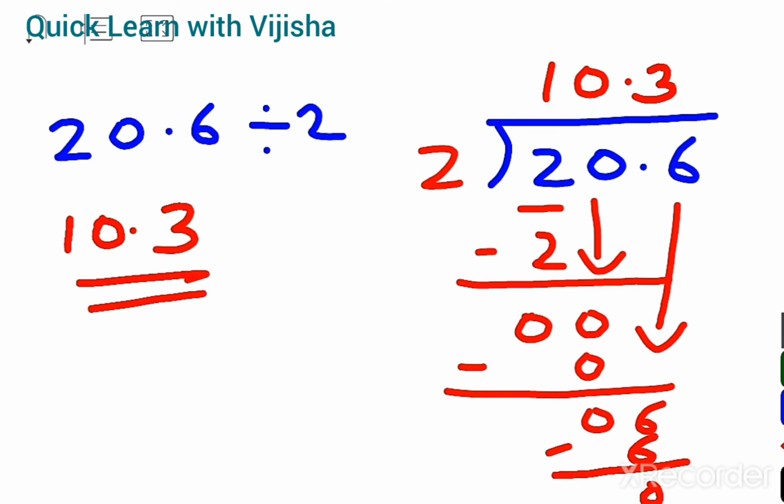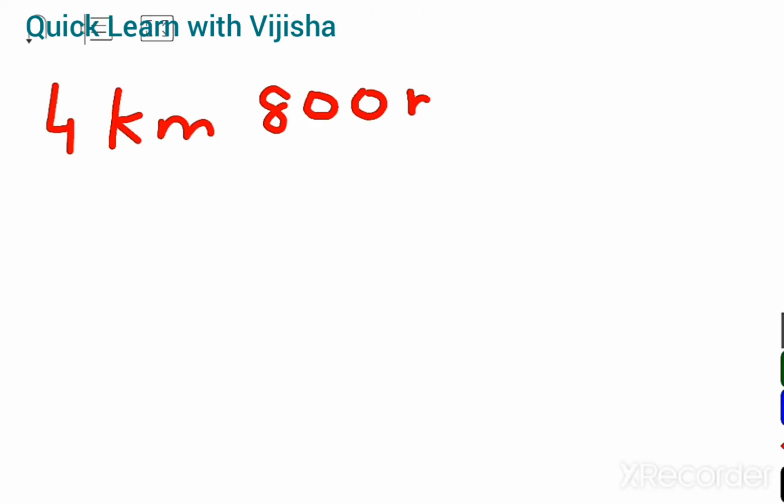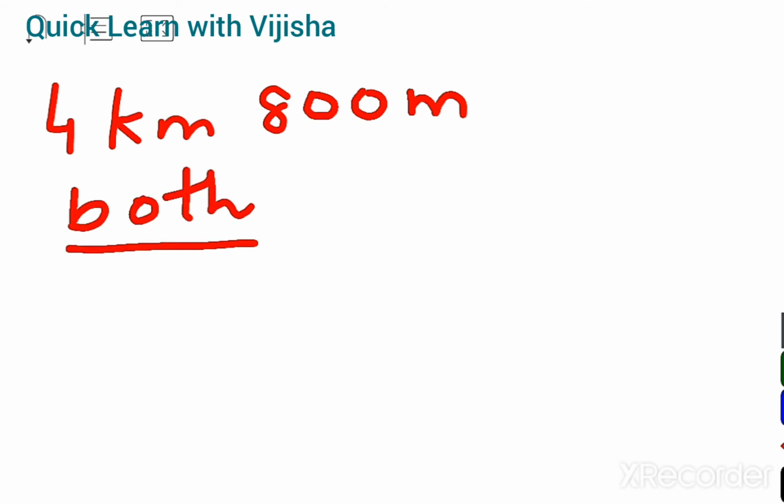Now we will see the word problems. Question is given as a road is 4 km 800 meter long. So we will write 4 km 800 meter long it is. If trees are planted on both its sides, don't forget the word both in this question, at an interval of 9.6 meter, how many trees were planted? So let's see how to do this.